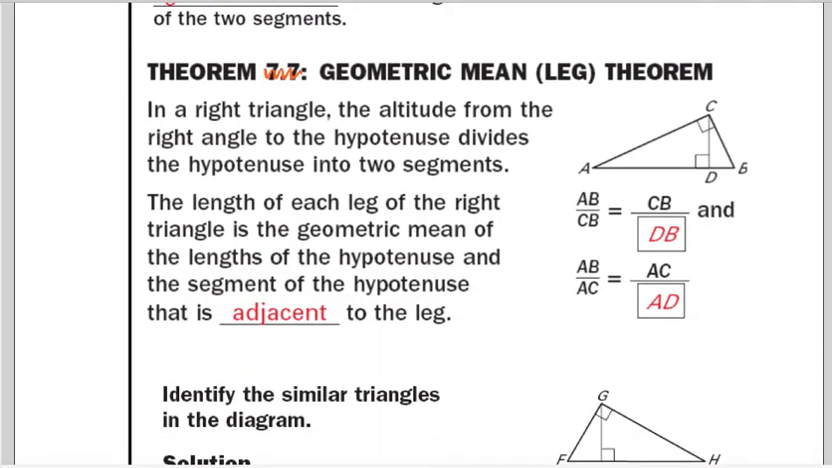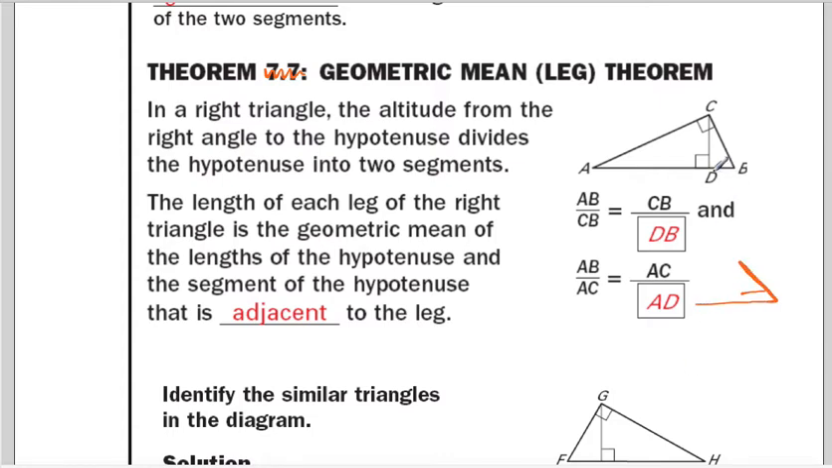The geometric mean leg theorem is using a geometric mean when you don't know the leg. And so it's set up with the pieces of the whole hypotenuse and a portion of it as well. So like this first one is AB, and then CB, which is the leg, and then CB over DB, which is this part that is closest to that leg. And then it can go the other direction as well. AB over AC, and then AC over AD, using this piece that's closest to that side. And so we like to call this one the boomerang. It kind of makes the shape of a boomerang when you draw it out.